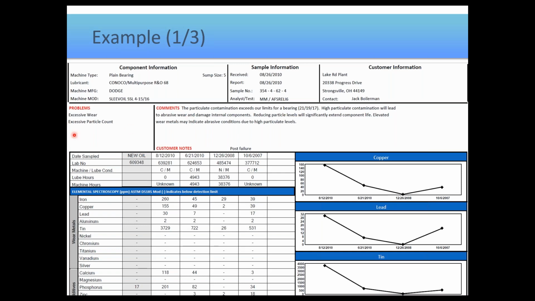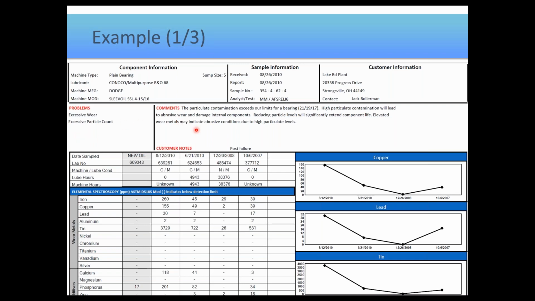When we come down over here, the list of problems, these are all the problems that were identified by the lab. Now, I will point out at this moment that these problems were found by the lab when this report came through. I have removed all of the colors though. Normally there'd be stuff alarmed on the report. I've removed all that highlighting because I don't want us to be distracted by that. I want to show you to focus on everything, not just the highlights. But it did say excessive wear and excessive particle count were 2 of the problems.